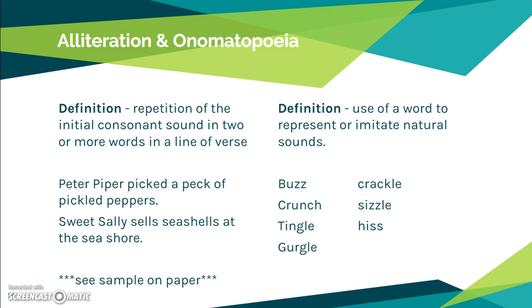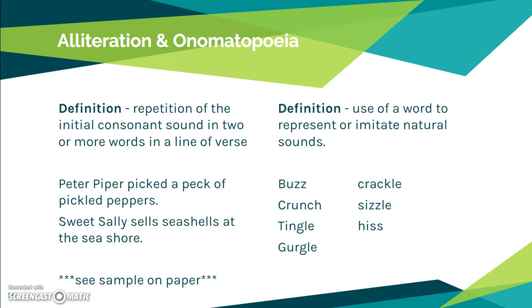Now, there are more samples on the paper as well, but the thing I want you to note and understand is that it's not always obvious like these two, where it's every word or every other word. Sometimes it's just 2 or 3 words in the line of poetry that the author is trying to call attention to. Okay, the next one we have is onomatopoeia.